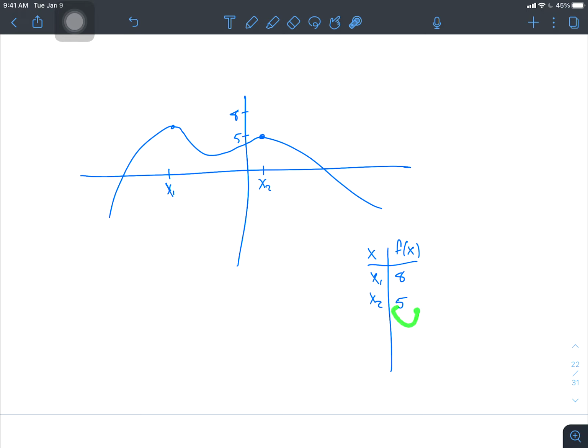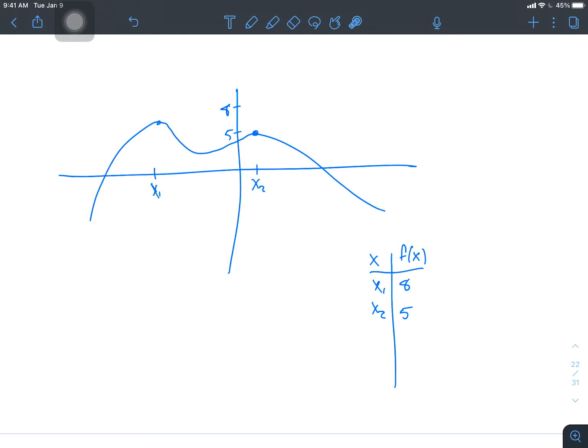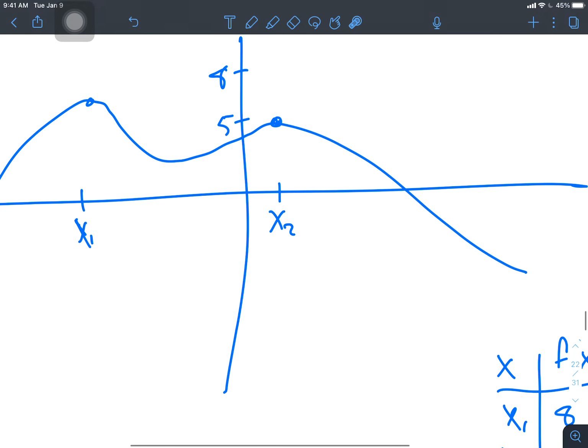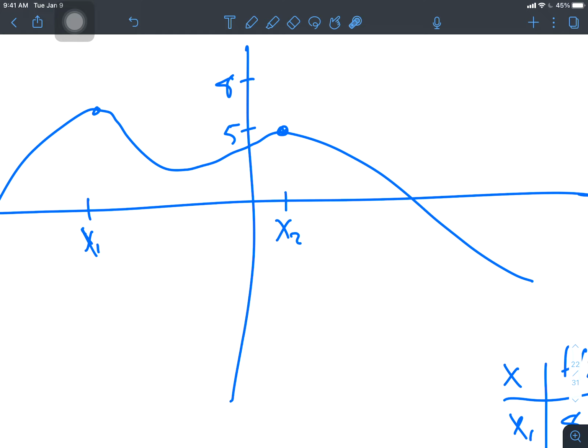But this tells me nothing about the fact that even though this one is smaller than this one, it's only telling me that x2 cannot be a global max. But it doesn't tell me that x2 is not a local max. In fact, it is a local max. I thought x1 was the local max. x1 and x2 are both local maximums because for a point to be a local maximum, it just has to be the highest point in a subregion of the graph. Okay?